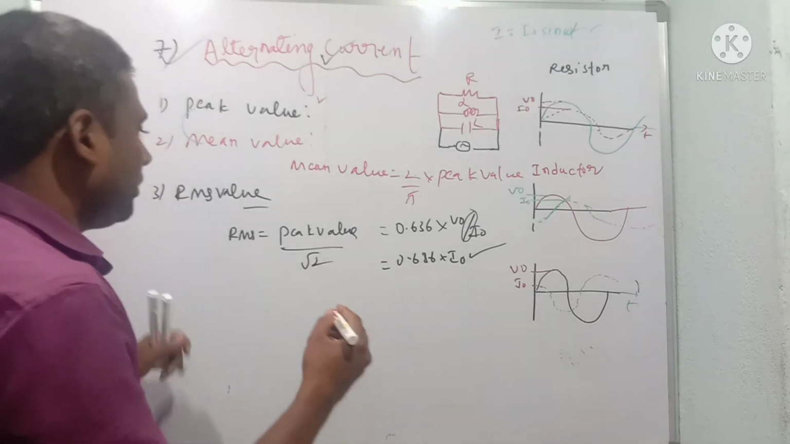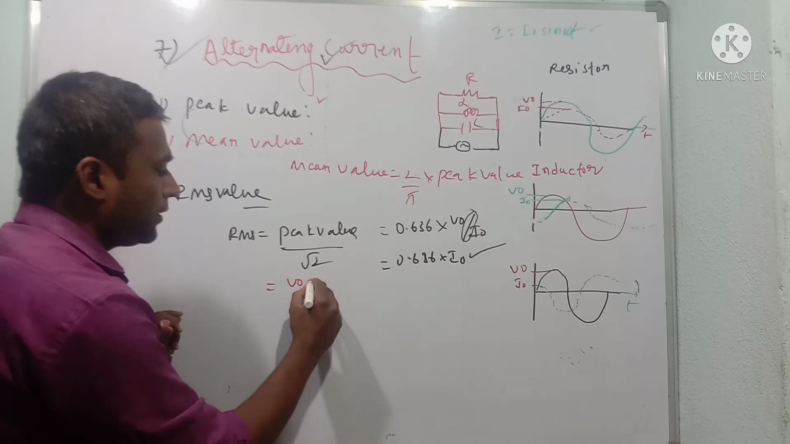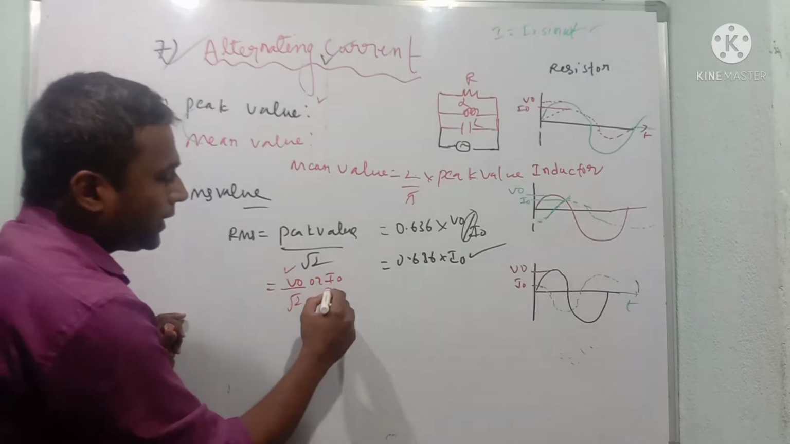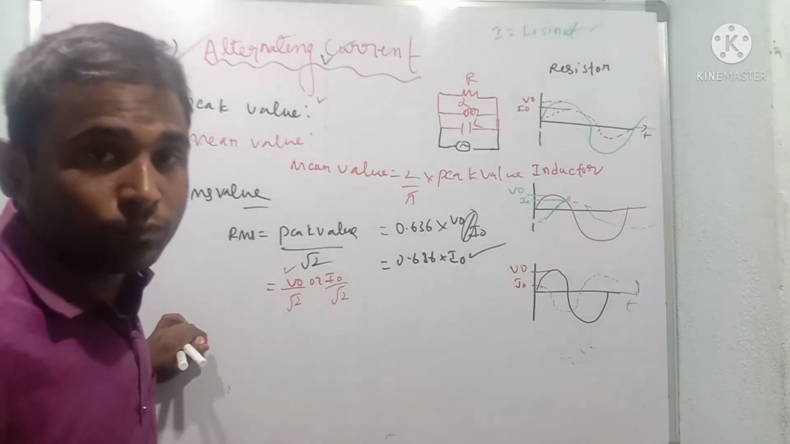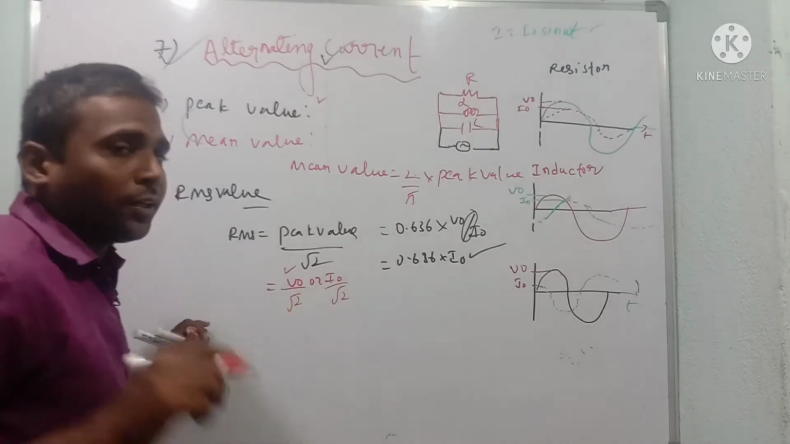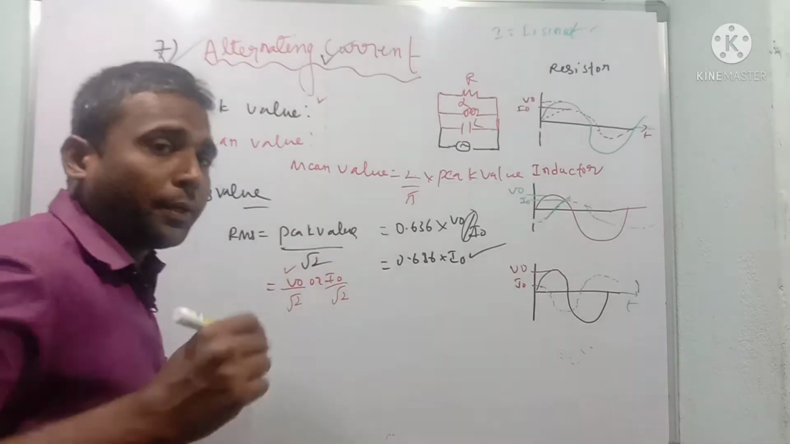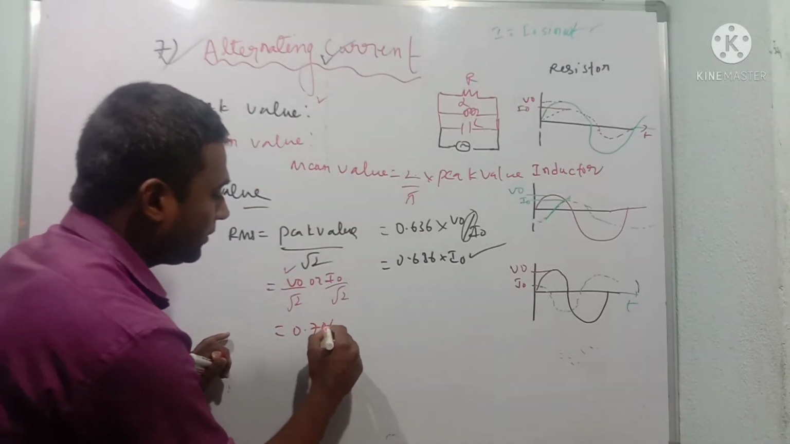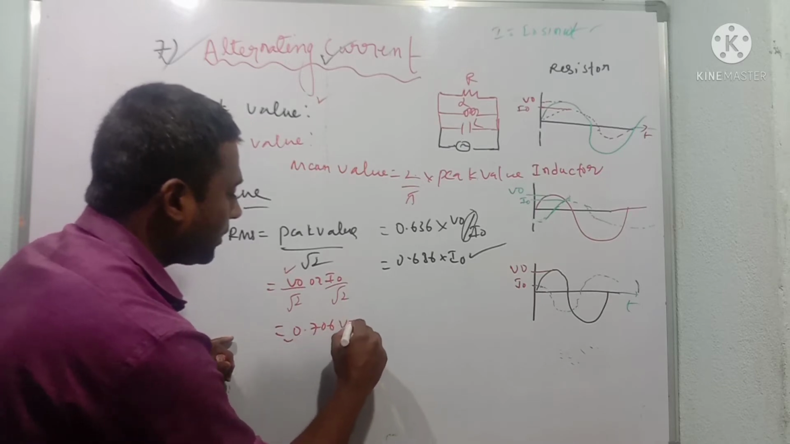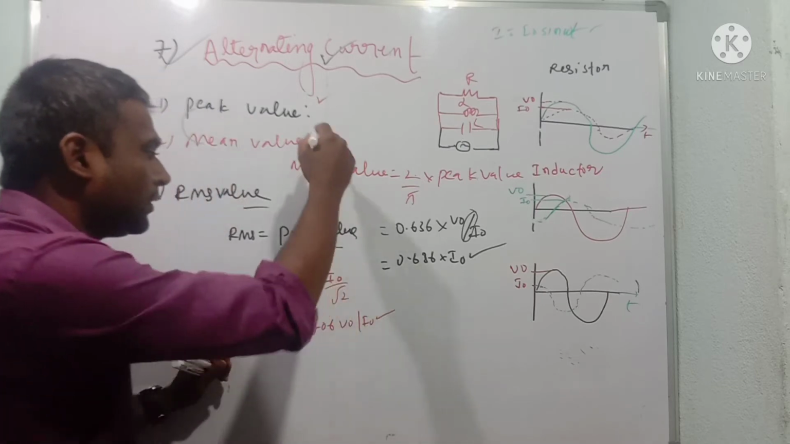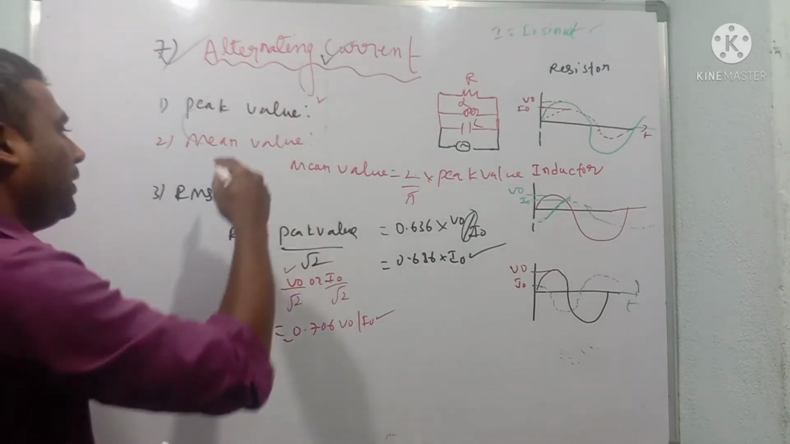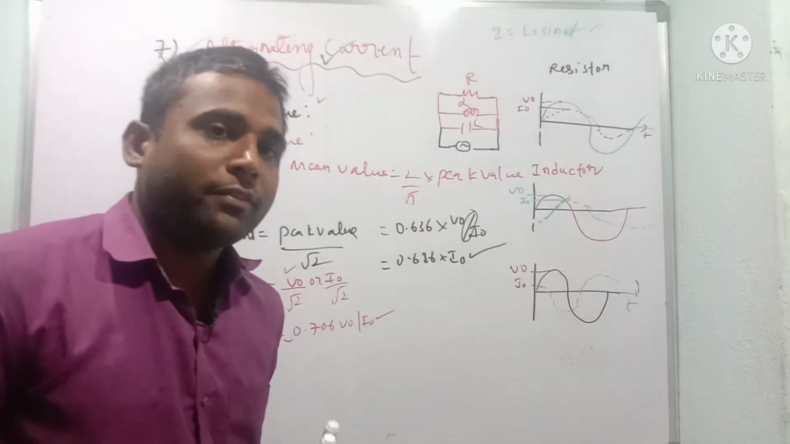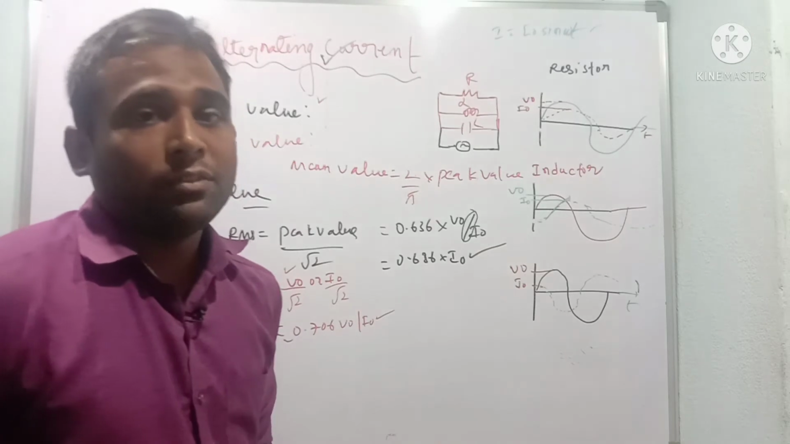Very important. The peak value may be voltage or current. In terms of voltage it is V naught by root 2, and in terms of current it is I naught by root 2. If I simplify, root 2 is 1.41, so 1 over 1.41 gives nearly 0.706 times V naught, or we can write I naught. This is all about the basics of peak value, mean value, RMS value, and the relationship between RMS value, mean value and peak value. Please note it down, very important for CET.